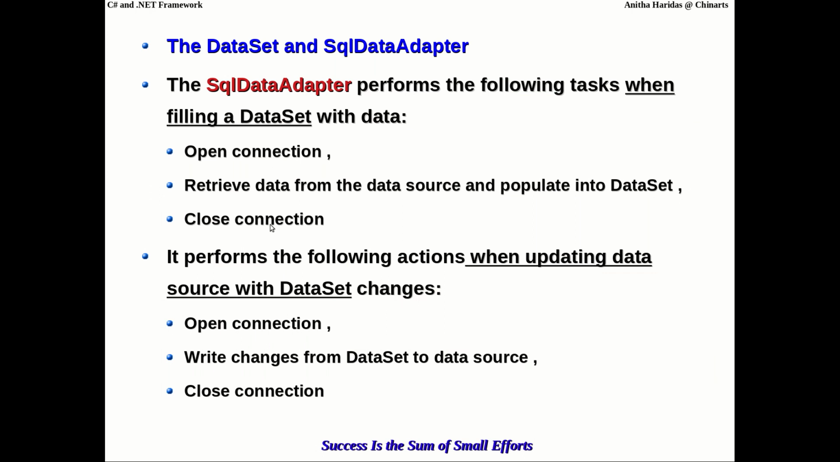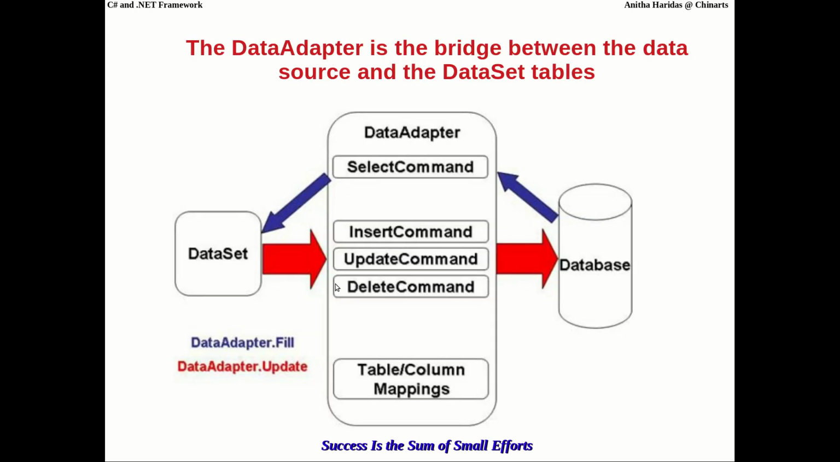You can observe here, whenever it performs a data operation, the connection will be opened automatically and closed automatically. Your data adapter is the one which is going to act as a bridge between the data source and the dataset tables. You can see here, the data set is here and the database is here. The data set is not directly communicating to the database. Instead, it has a data adapter in between.